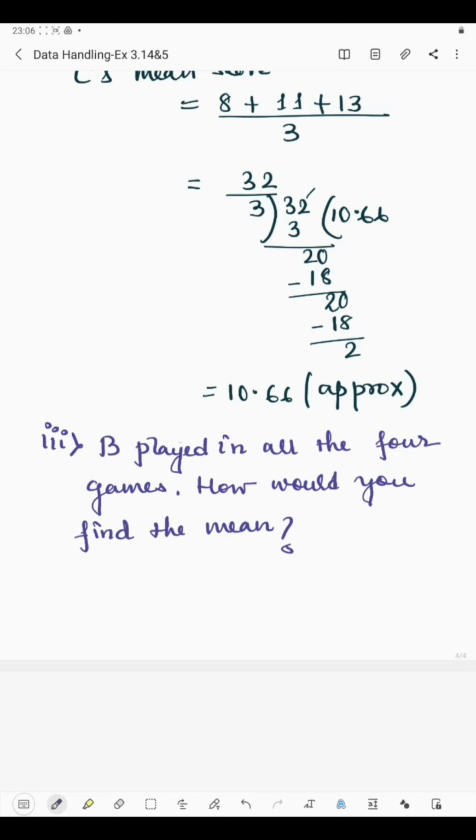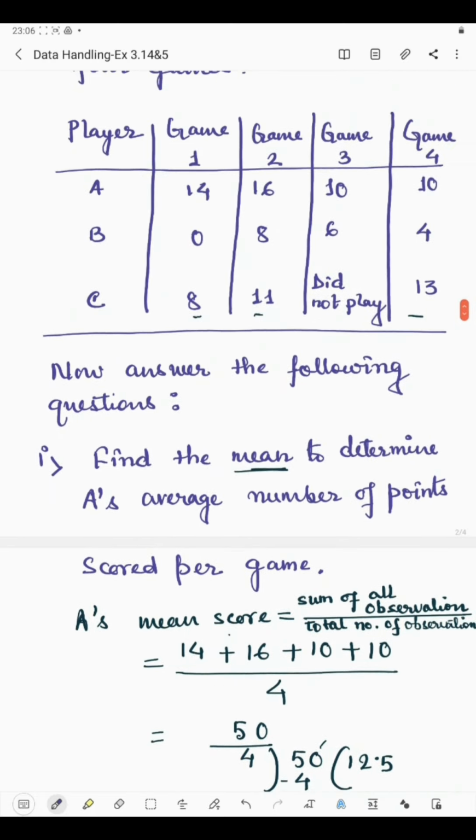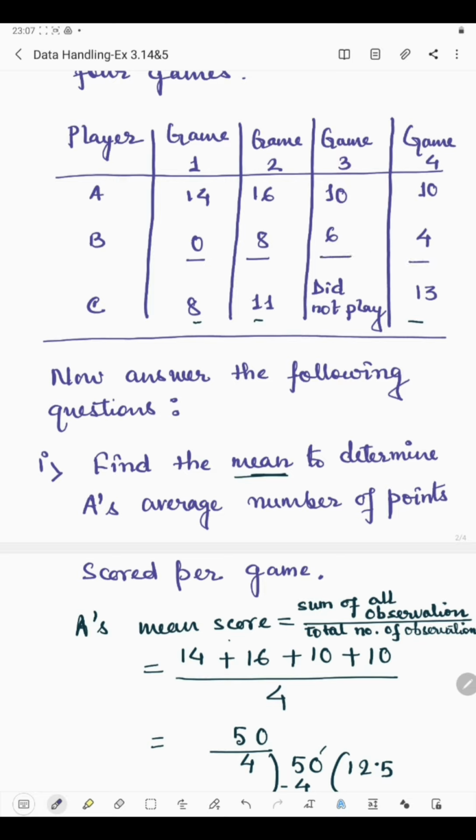Now in the third part we have B, who played in all 4 games. How would you find the mean? To find the mean, we will just add all the scores. B played the first game, second game, third game and fourth game. He played all 4 games, and in the first game he got 0, in the second game he scored 8, in the third game he scored 6, and in the fourth game he scored 4. So all 4 scores are to be added, and it should be divided by 4 as he played all 4 games.